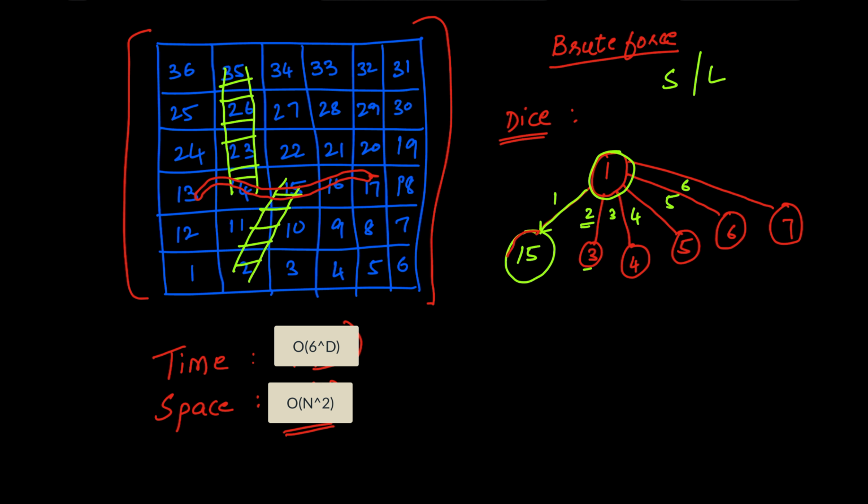Let me highlight the issues with this approach. Let's assume we are at square 3 and we want to roll a dice.